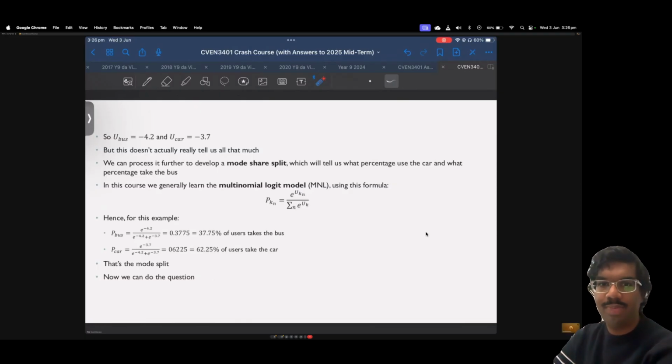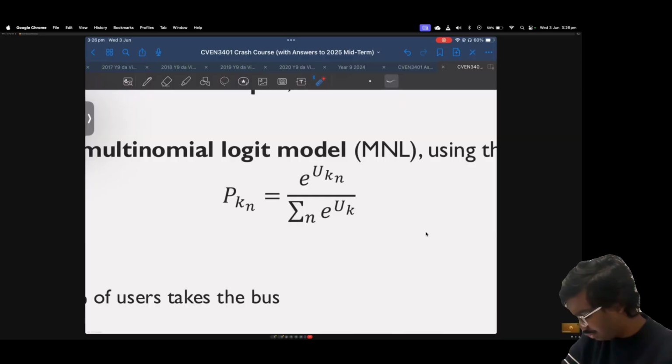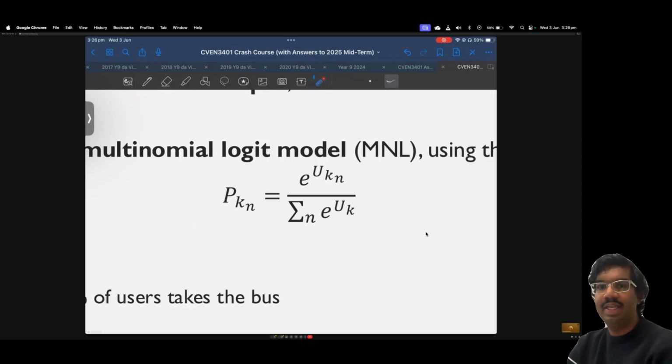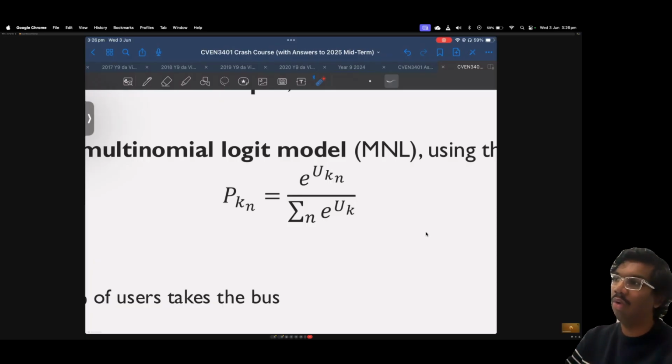We're going to use something called a multinomial logit model, and this is the formula. The probability of you taking that mode is going to be e to the power of its utility over e to the power of all the utilities. Like e to the power of the utility of the bus, and then add e to the power of the utility of the car. So it's going to be the sum.